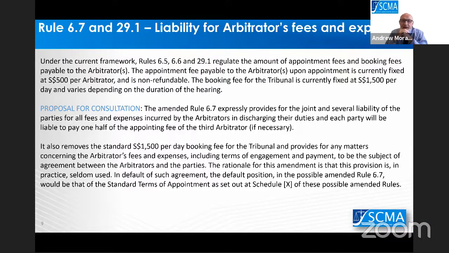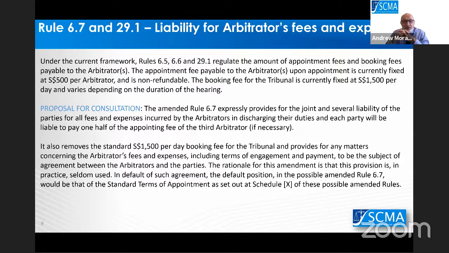From this slide, I think the key takeaway is the idea of doing away with booking fees under Rule 29, which comment suggested to the committee was viewed as unwieldy and confusing, and which has largely fallen into disuse in favor of the generally voluntary use by parties and arbitrators of standard terms of appointment, the arbitrator's standard terms or an association's standard terms, however it may be effected.